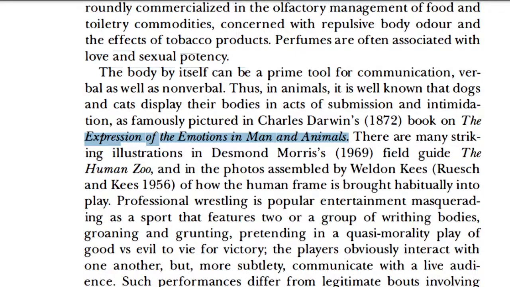All right, so Charles Darwin had an 1872 book on the expression of the emotions in man and animals. And there are many striking illustrations in Desmond Morris's 1969 field guide, The Human Zoo. Desmond Morris, he also wrote The Naked Ape, I think, didn't he? And in the photos assembled by Weldon Keyes, 1956, on how the human frame is brought habitually into play.